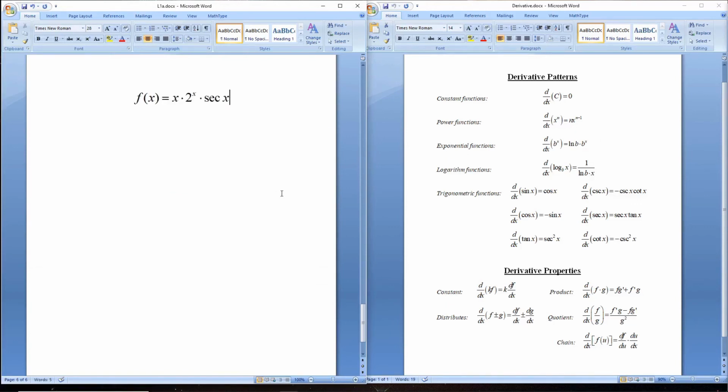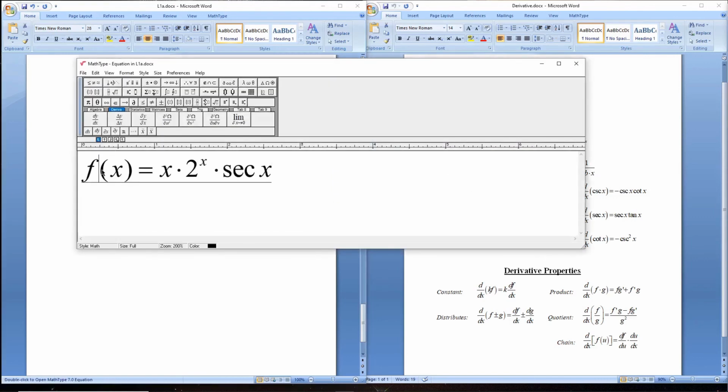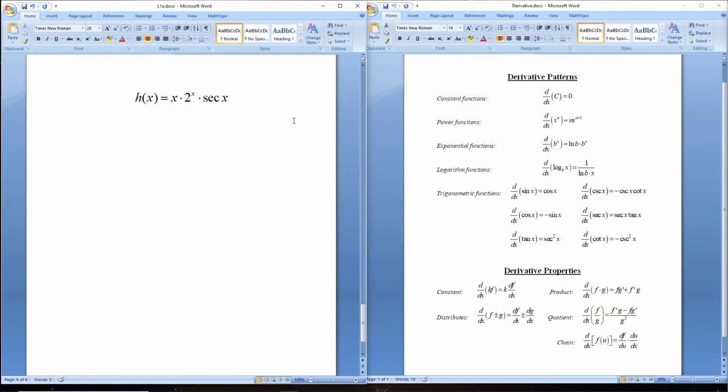So here we have x times 2 raised to the x times secant. And I wrote f again. Let me change that to an h. Such a hard habit to break, that f.